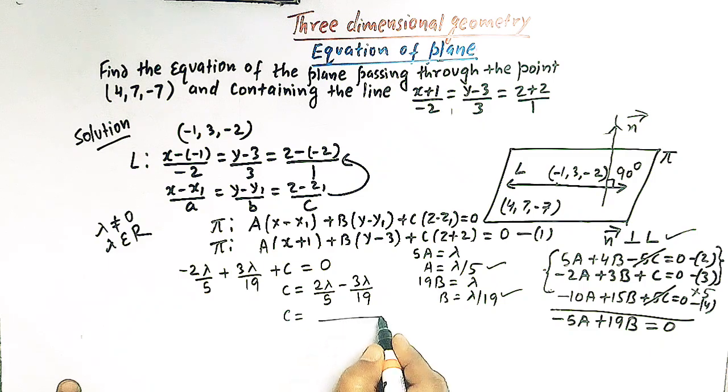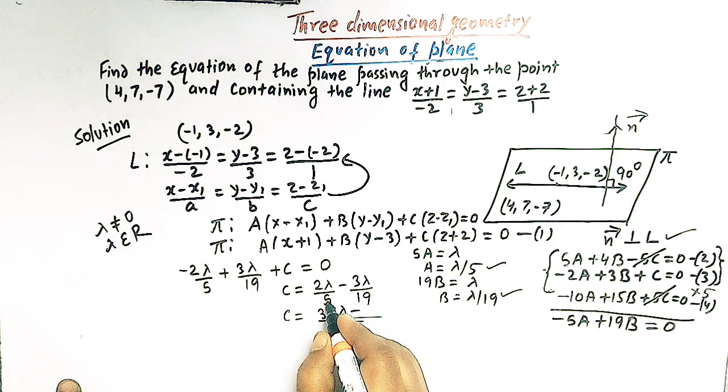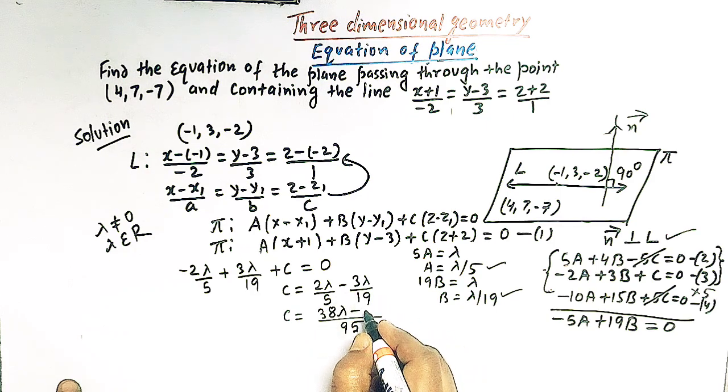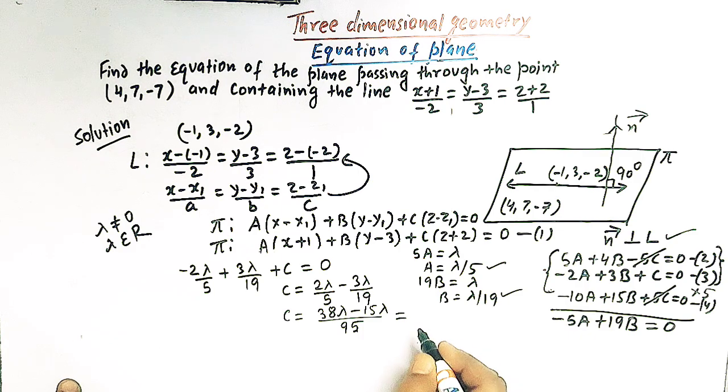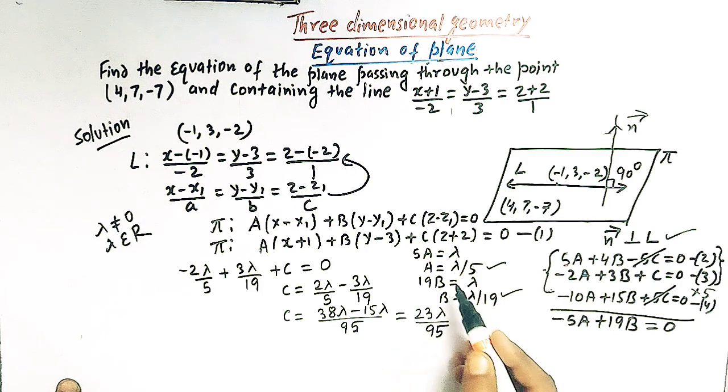the LCM. So we have the LCM of 5 and 19 as 95, and now taking the cross multiplication, we have 19 times 2 is 38, and then 5 times 3 is 15 lambda. So now 38 lambda minus 15 lambda is equal to 23 lambda over 95. So now the values of a, b, and c are expressed in terms of lambda.